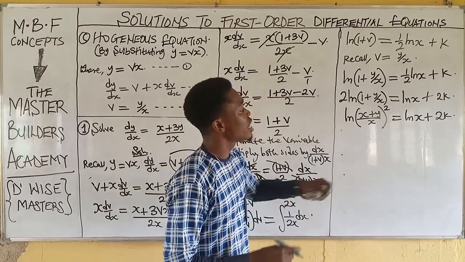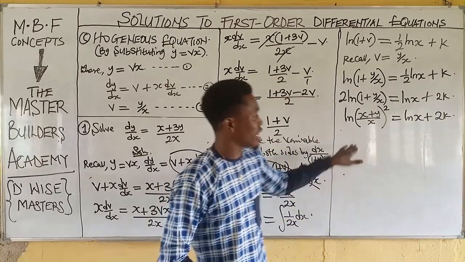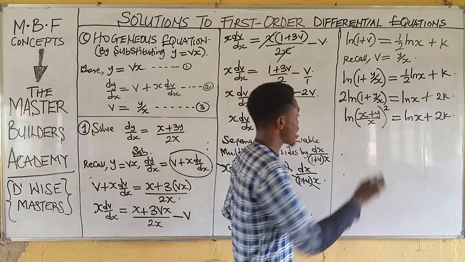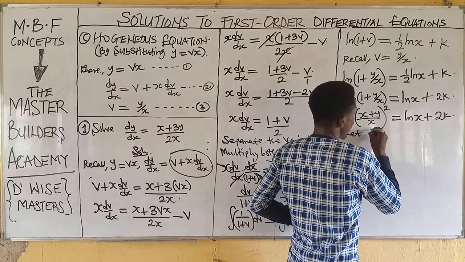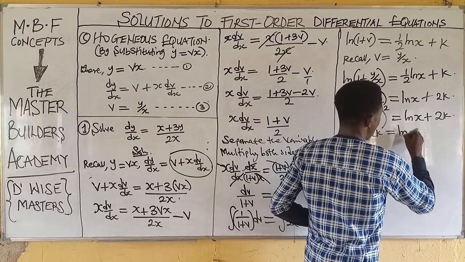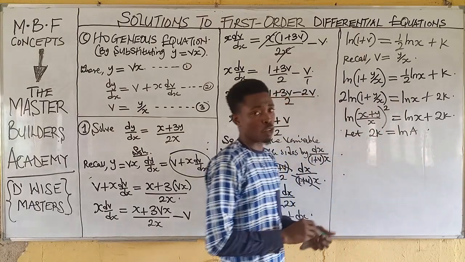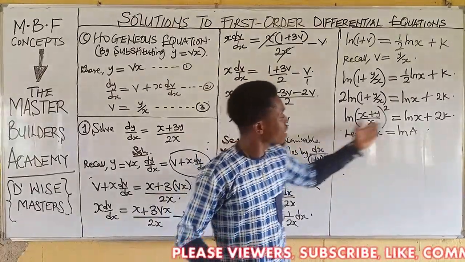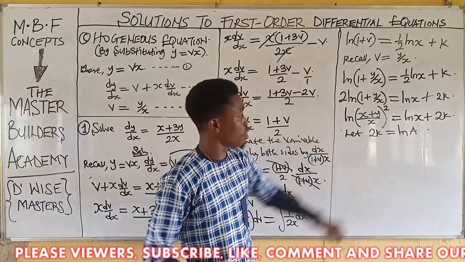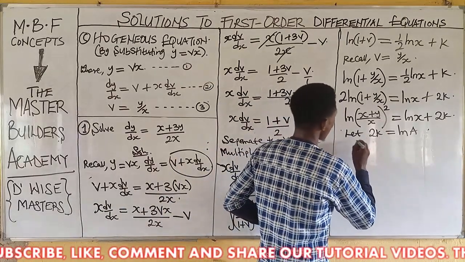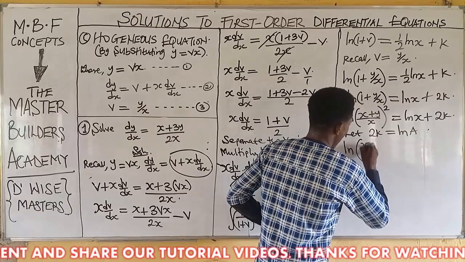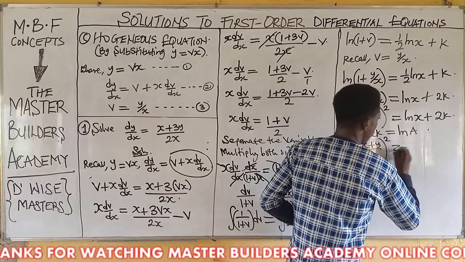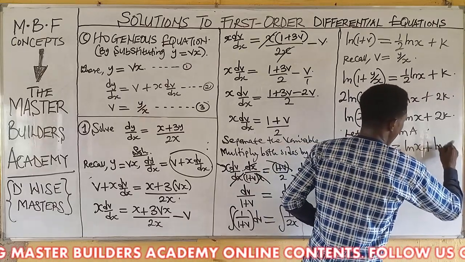Now guys, at this point, if I want all these functions to be in terms of ln, I can just take my 2k as what? Ln a. So let's say, let 2k be equal to ln a. This is a constant, so you can take it to be anything of your choice. So I want everything here to be in terms of ln, and that's the reason why I'm doing what I'm doing here. So this will have become ln of x plus y over x all squared is equal to ln x plus ln a.